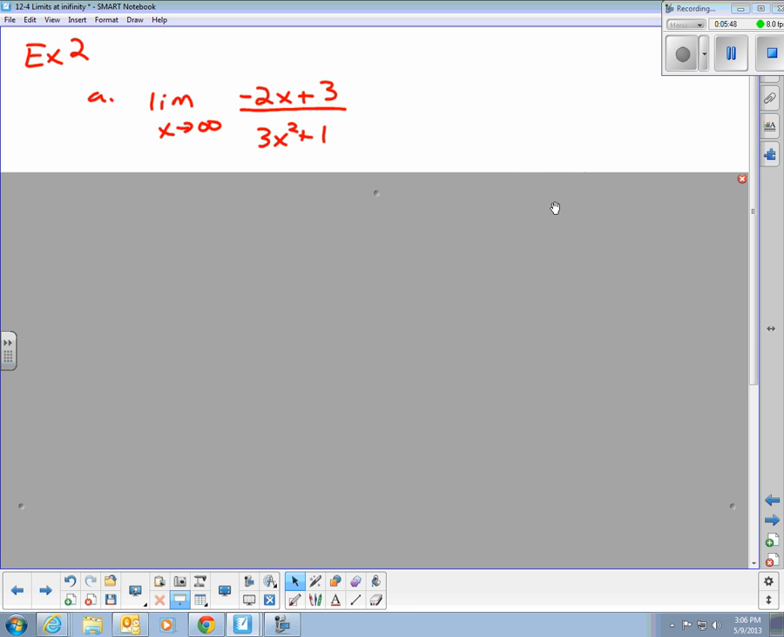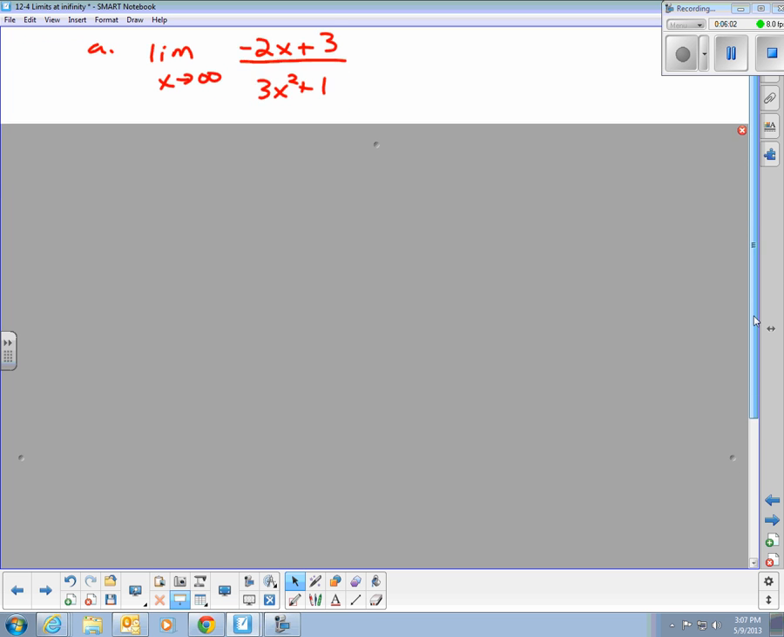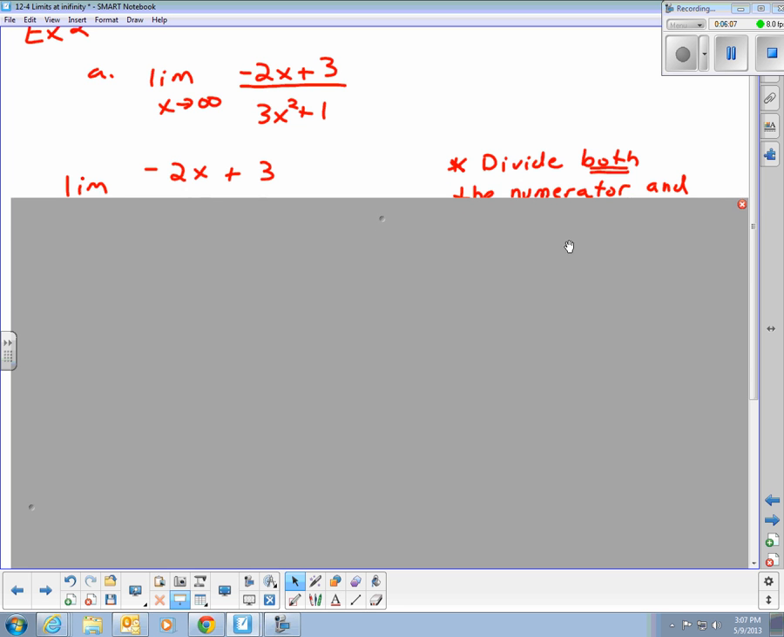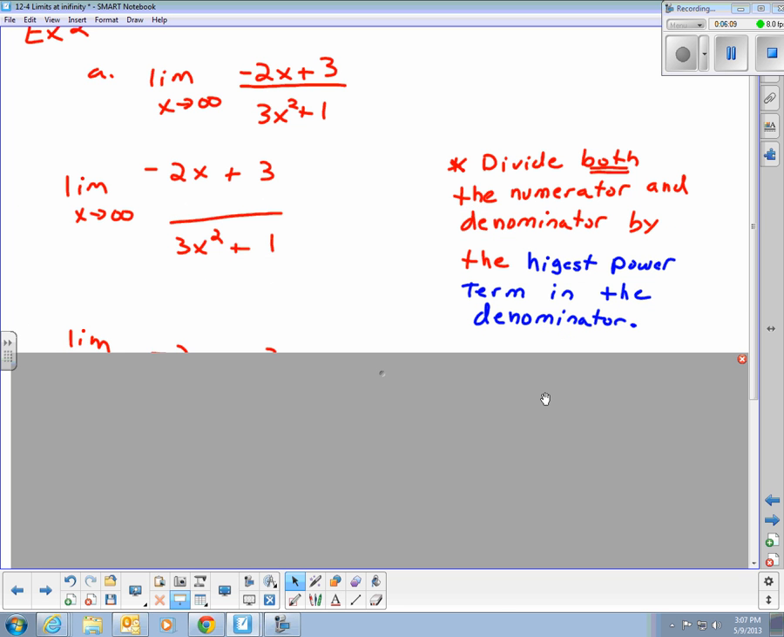Okay, our next example. Now here we have a rational expression. We have the limit as x approaches infinity of negative 2x plus 3 all over 3x squared plus 1. Now to tackle a problem like this, we have to look at it a little bit differently. We're not going to split it up using properties. What we're going to do is divide both the numerator and the denominator, so all terms in the numerator and all terms in the denominator, by the highest power term in the denominator.